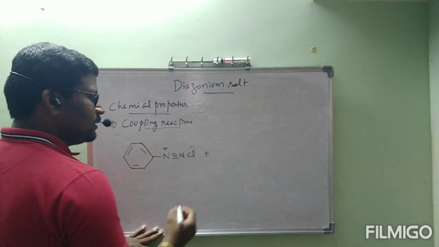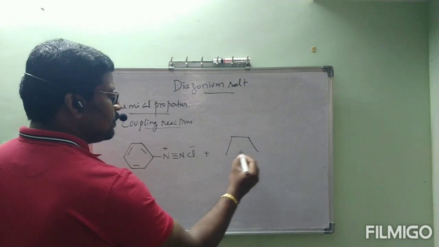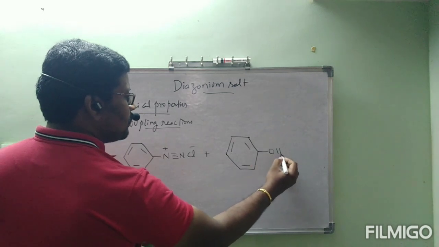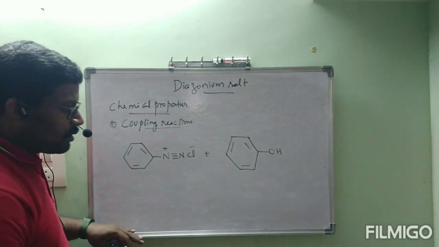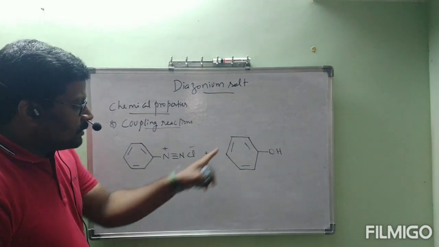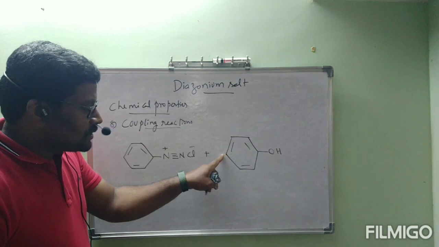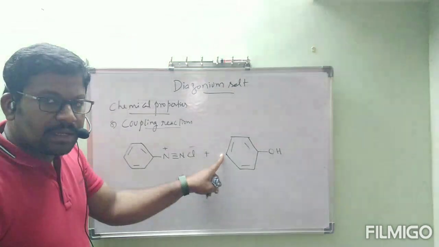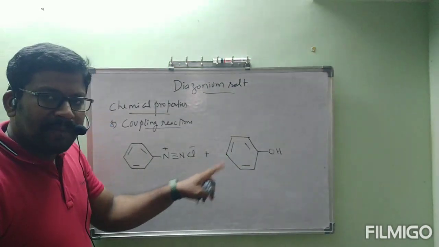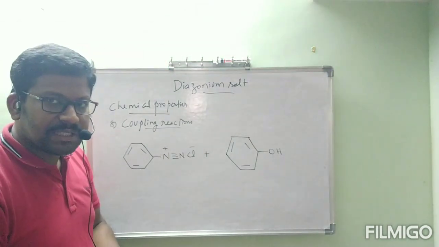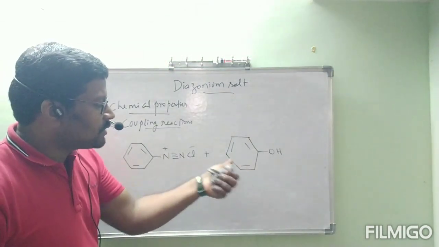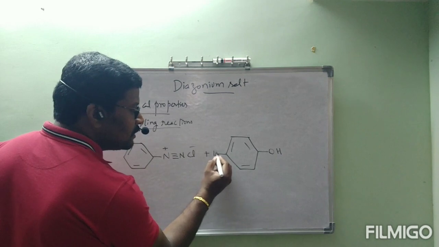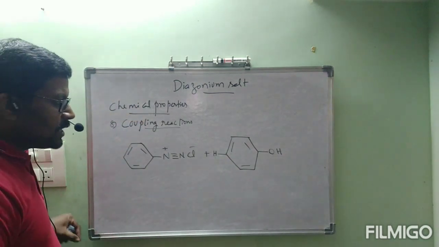It is going to react with phenol. This is phenol. In phenol, the para position is going to be involved in the reaction. Out of ortho and para, para position has less repulsion, so instead of ortho, it undergoes reaction only at the para position. In phenol, the para position has hydrogen.